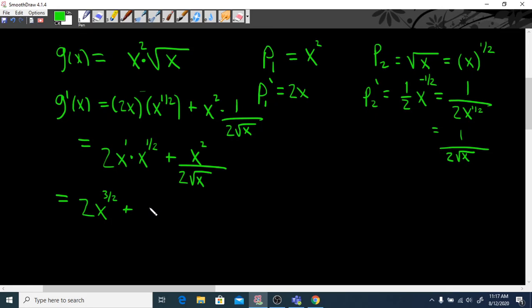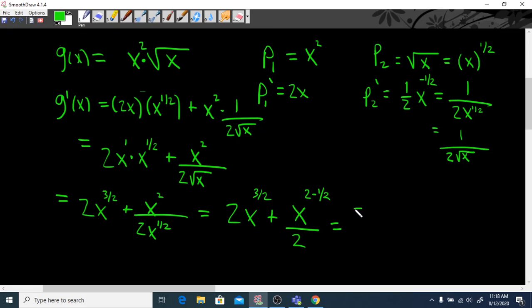plus, so now I'm going to rewrite this way. So here, we are dividing 2 powers of x, so we need to subtract those exponents. So 2x to the 3/2 plus, and then this is going to be x to the 2 minus 1/2. We're subtracting the exponents, and then don't forget to divide by the 2 there. Okay? And so this is going to be 2x to the 3/2 plus x to the, and then 2 minus 1/2 is 3/2 as well.